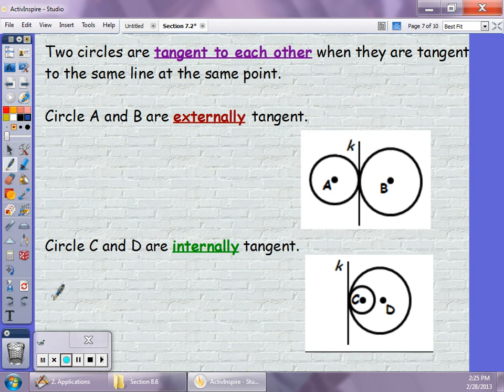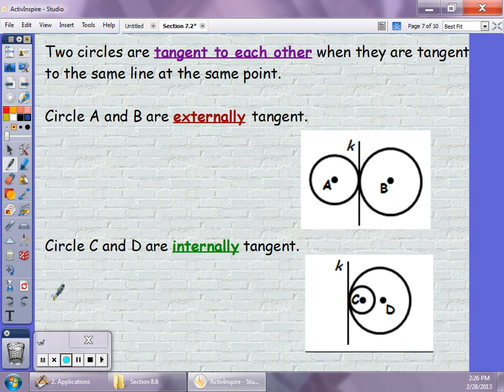Two circles are tangent to each other when they are tangent to the same line at the same point. So circle A and circle B are externally tangent. Here we have line K, and circle A is tangent to K, and circle B is tangent to K, but the circles themselves are not tangent to each other. So we say that circle A and circle B are externally tangent.